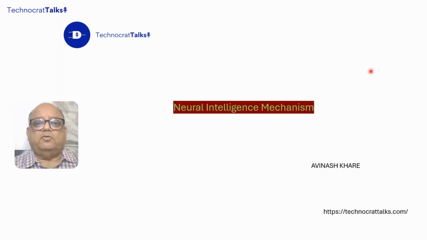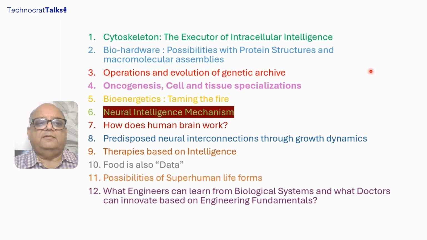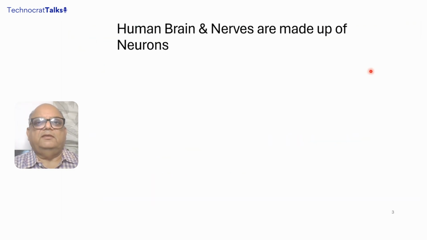So, let me share my screen. Today we are talking about the neural intelligence mechanism, and this is the sixth talk of the series of 12. We have already seen the basic cell intelligence, the biological hardware, the genetic intelligence, intelligence related to cell specialization, bioenergetics, mitochondria, and now today we are talking about the intelligence of neurons, or the neuronet as it is called.